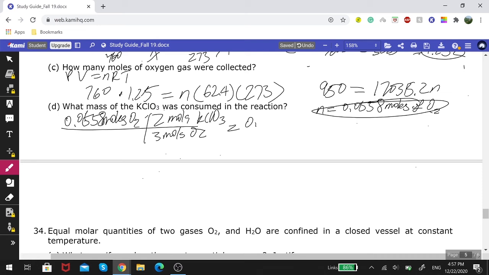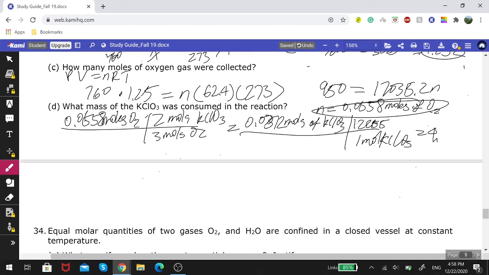That gives us 0.0372 moles of KClO3. And then we're going to use 1 mole of KClO3 and find the weight of that. 1 mole of K is 39.1 plus Cl, which is 35.45, plus 16 times 3, which gives us 122.55, and we multiply that by 0.0372, and that gives us an answer of 4.56 grams of KClO3.